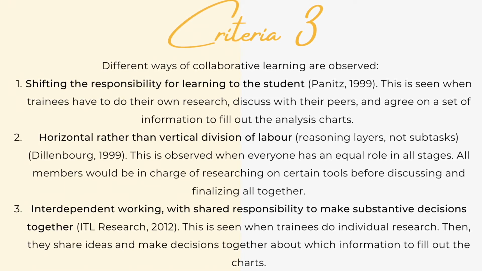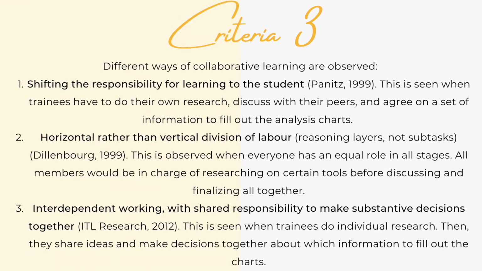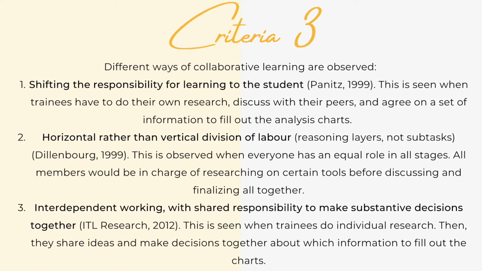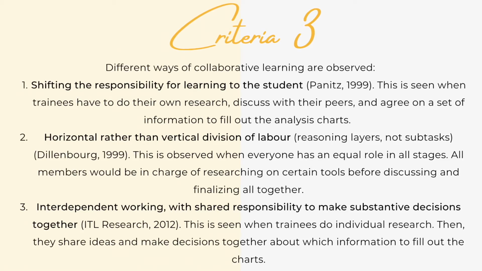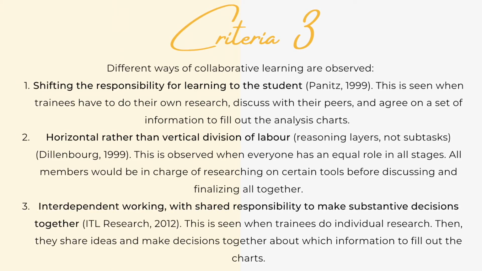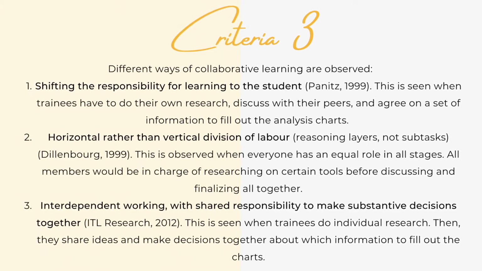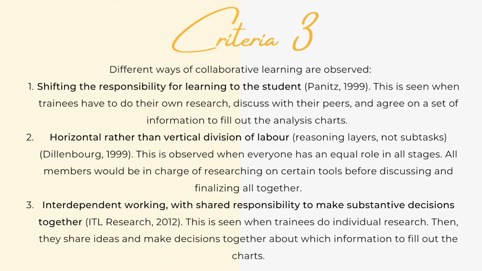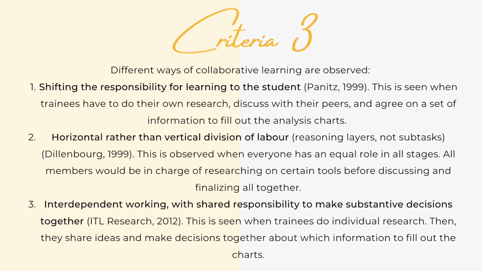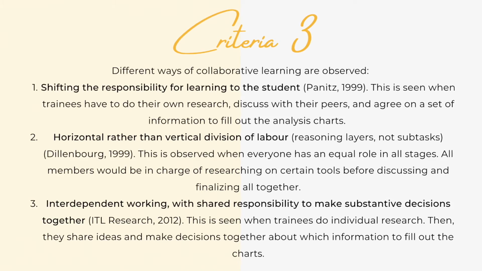Moving on to the third criterion, different ways of collaborative learning are observed. Number 1, shifting the responsibility for learning to the student, according to Panizis, 1999. This is seen when the trainees have to do their own research, discuss with their peers, and agree on a set of information to fill out the analysis chart.